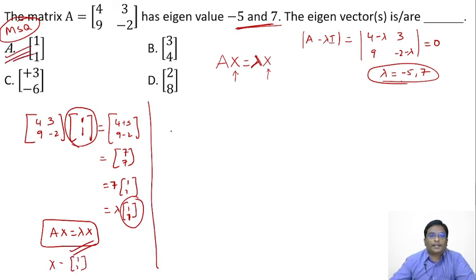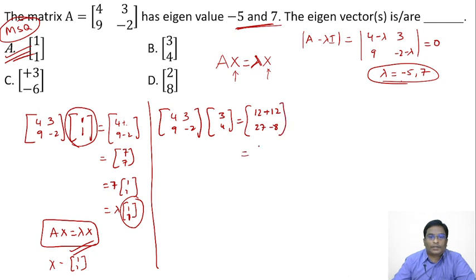Let us take the second, [4, 3; 9, -2] into the third vector (3, 4). Let us multiply this one. This is 4 times 3 is 12, 3 times 4 is 12, 12 plus 12 is 24. The second is 27 minus 8, which is 19. It is not following any relation. Here A into X is not equal to lambda into X.